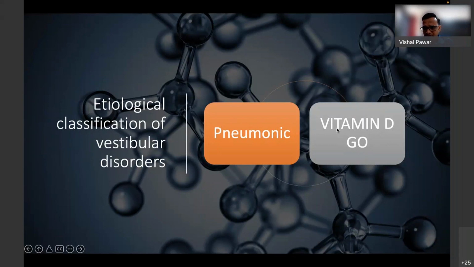for idiopathic inflammatory, T for trauma or toxic, A stands for autoimmune, M stands for metabolic, I stands for again infective, N for neoplastic, D for degenerative, G for genetic, and O for other. So similarly, I tried to classify all the vestibular disorders in this mnemonic so that it is very easy to remember, and it's very important to remember their etiology, etiopathogenesis.